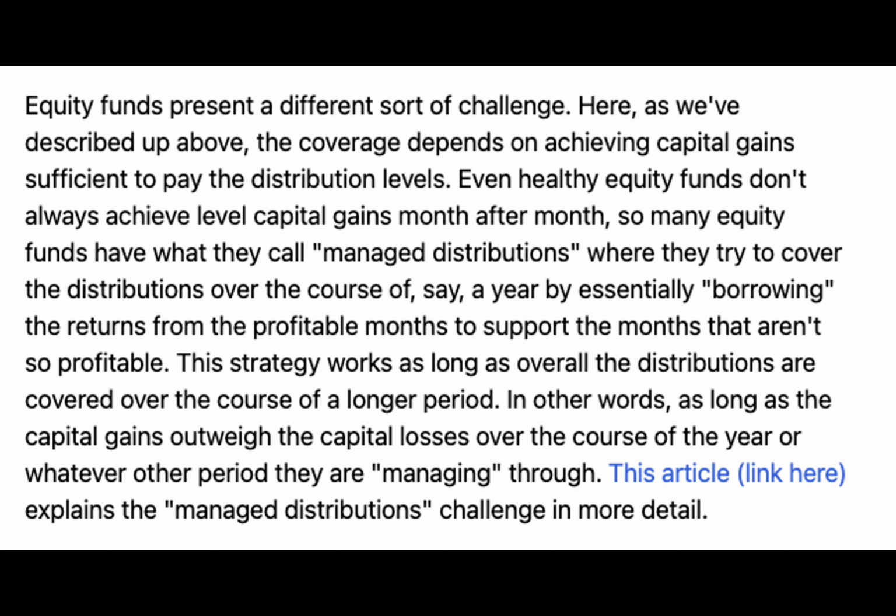Even healthy equity funds don't always achieve level capital gains month after month. So many equity funds have what they call managed distributions, where they try to cover the distributions over the course of, say, a year by essentially borrowing the returns from the profitable months to support the months that aren't so profitable. This strategy works as long as overall the distributions are covered over the course of a longer period. In other words, as long as the capital gains outweigh the capital losses over the course of the year, or whatever other period they are managing through. This article, link here, explains the managed distributions challenge in more detail.